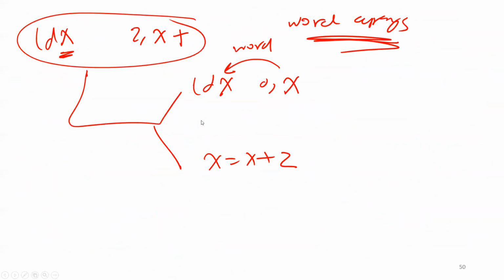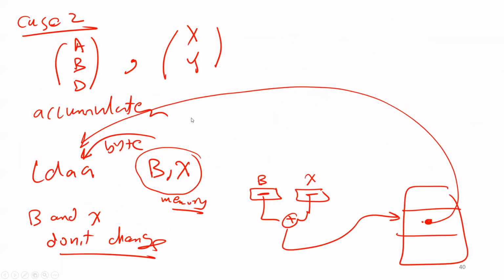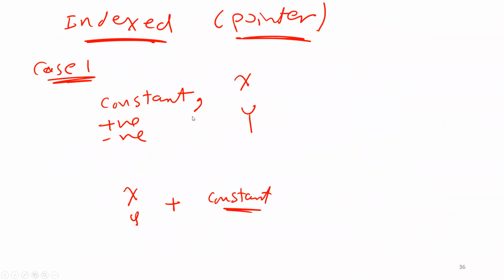I'm going to start one by one, okay? But we agree that any one of the three cases, indexed cases or pointer cases, should be used to read or write arrays, because all of them are pointers, just in different ways, okay? So let's start. Here, the first case, you are going to put a constant, a number. This number can be positive or negative, comma, you put X or Y, okay?